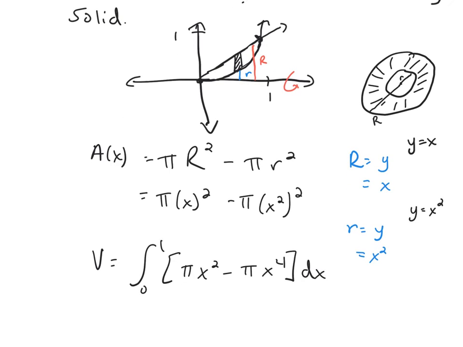The formula is very much the same, but you need to make sure: do I have a disc or do I have a washer? Is there a hole in the middle or not? Because if there's not a hole, it's a disc, and you go pi r squared. If there is a hole, it's a washer, and you do pi big R squared minus pi little r squared.